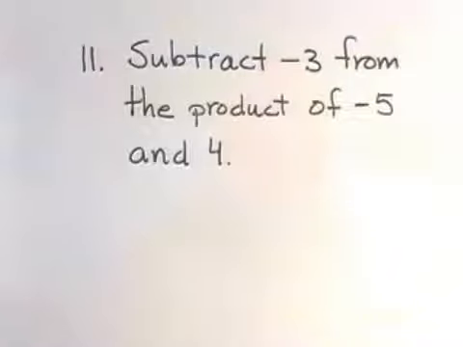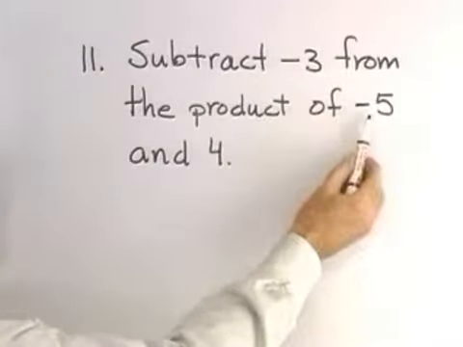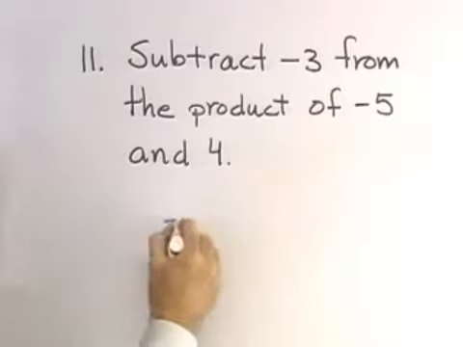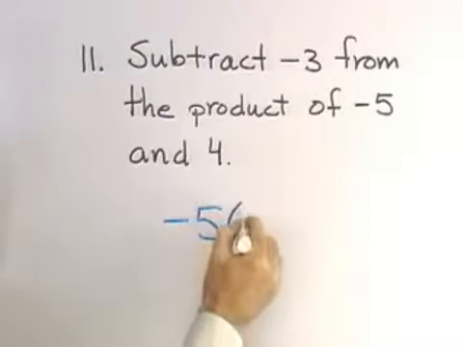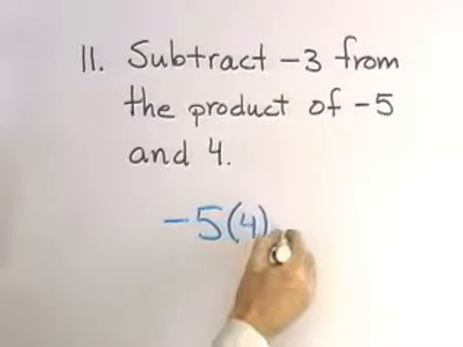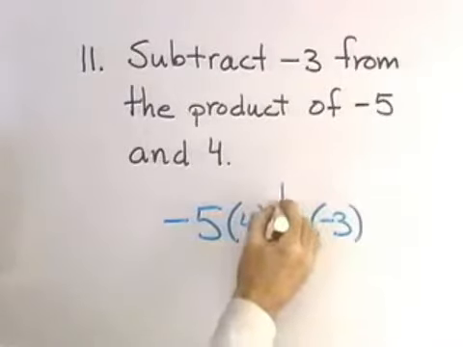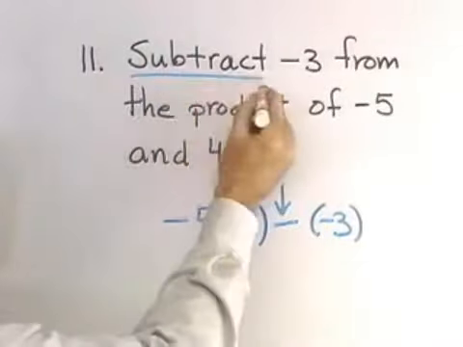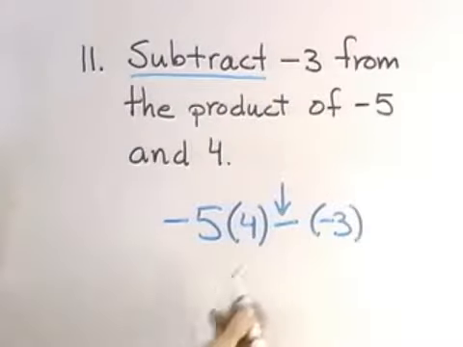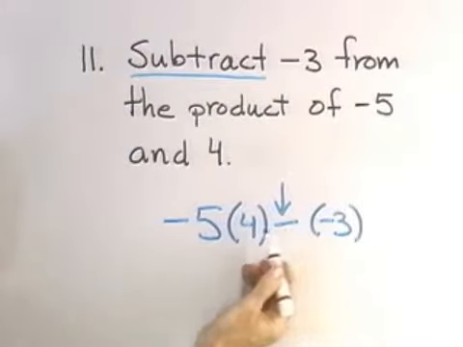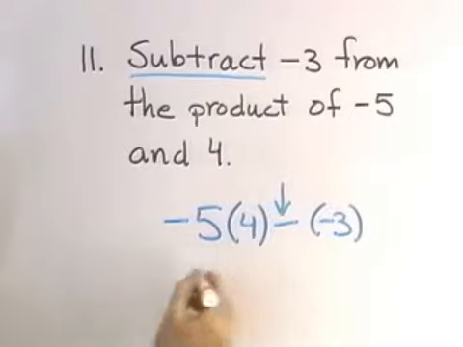Here's our next one. Let's subtract negative 3 from the product of 5 and negative 4. So I'm going to subtract this negative 3 from the product of negative 5 and 4. So here's the product of negative 5 and 4, and from that I want to subtract a negative 3. So notice that I have to put my own subtraction sign in for this word subtract. So subtract negative 3 from the product of negative 5 and 4.